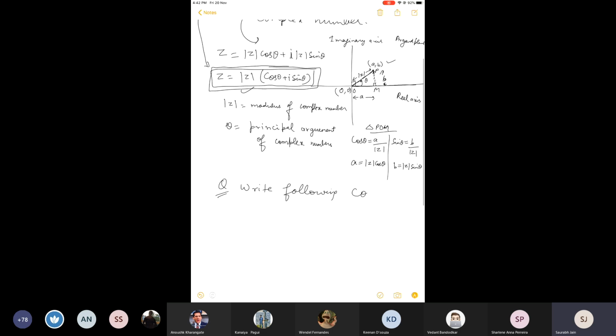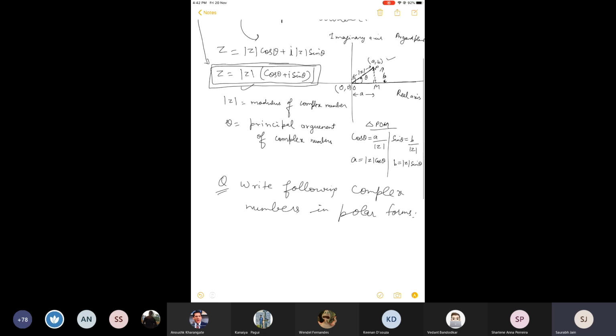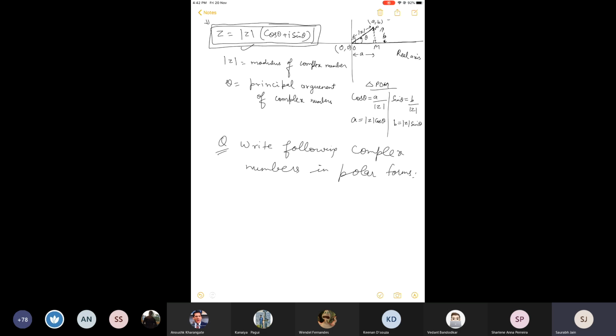Write following complex numbers in polar form. So I will solve the first question for you. Then next 2-3 questions you will be solving from your side. So first, z equals 1 minus root 3 iota. Let us start with this one.